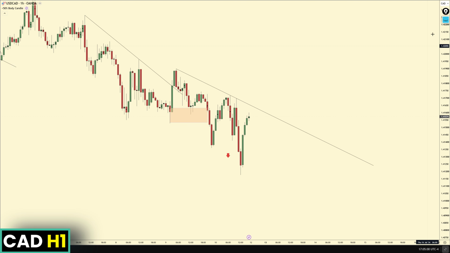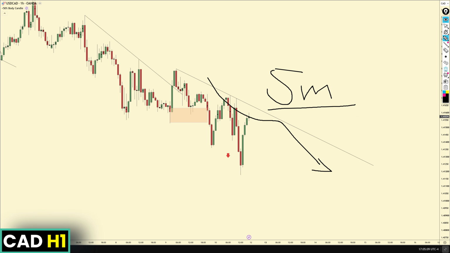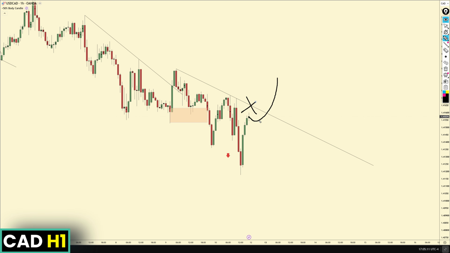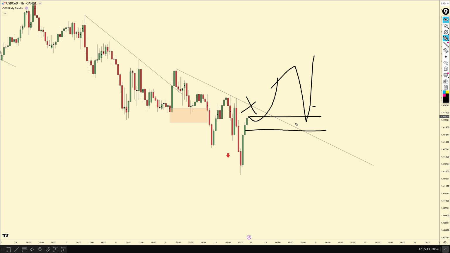As far as trading the USDCAD goes right now, we have a 1-hour trend line to the downside. If you are bearish and you day trade, 5-minute time frame shorts are good as long as this 1-hour trend line is being respected. If we remove the trend line, any demand zone there is going to be our long opportunity.